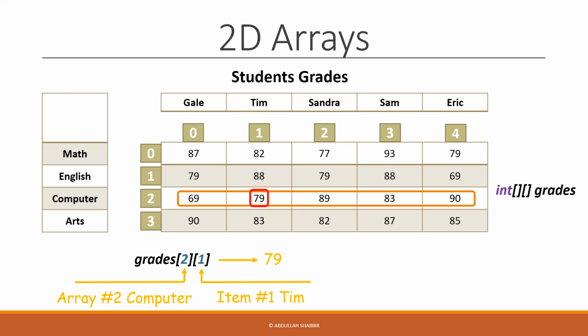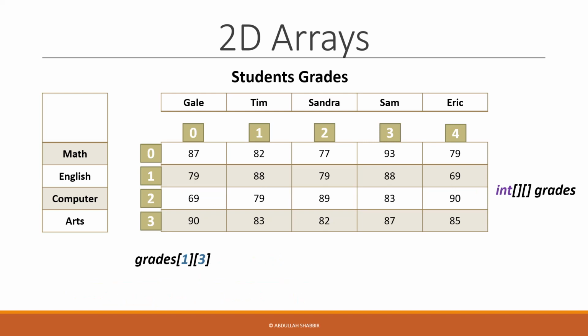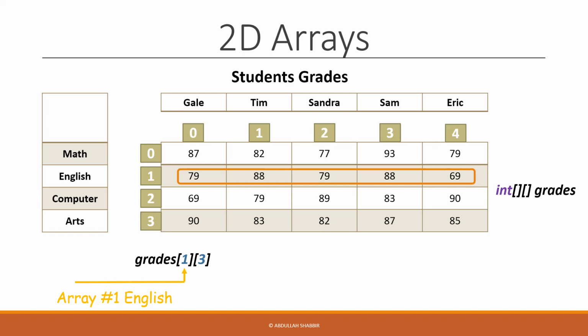If, for example, we wanted to know Sam's grade in English, that would be stored in grades of 1 and 3, because English has an index of 1 and Sam has an index of 3. Grades of 1 and 3 would have 88 stored in it. We always start with the index of the array itself, and then the second set of square brackets as the index of the item inside the array.